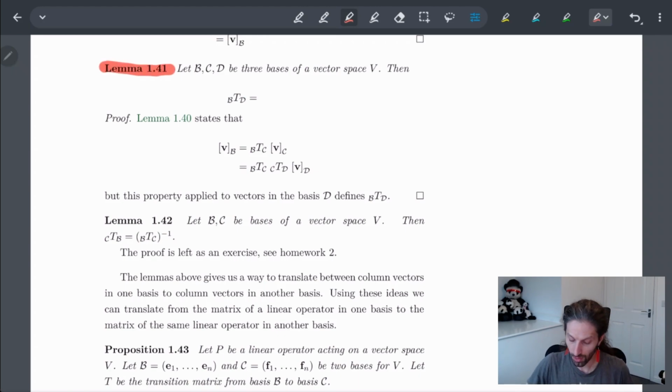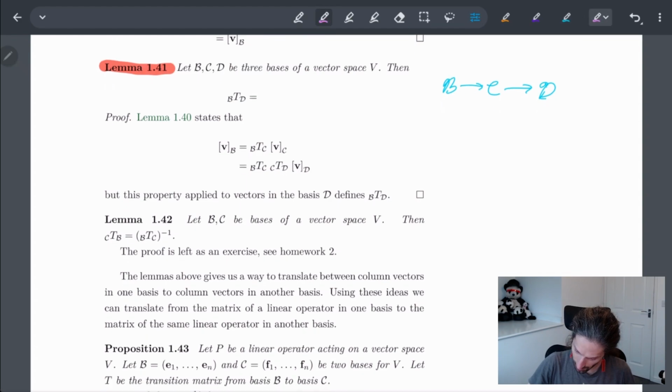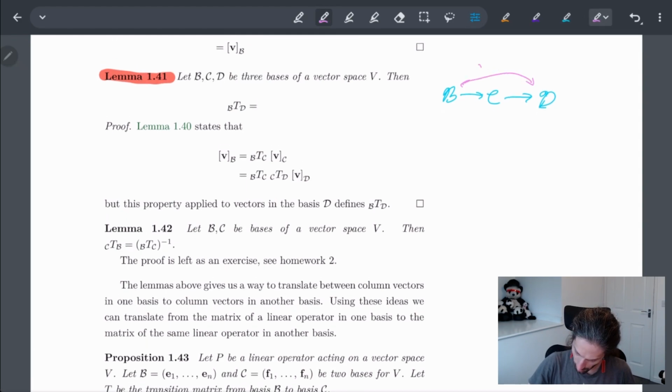So if we take 3 bases now, and I want to go from B to D, but I want to go in between through C. So I want to go from B to C, and then I want to go to D, right? But we don't know what this is. We want to ask, what is this? I want to go from B to D, but I know what B to C is and C to D is. How do I calculate this? And this is exactly what you would think. So we would first go from B to C, and then we would go from C to D.